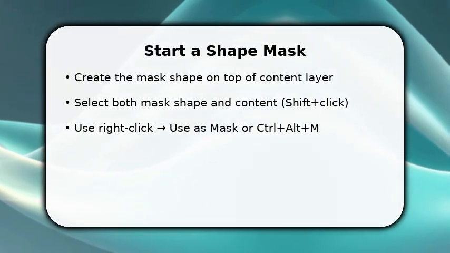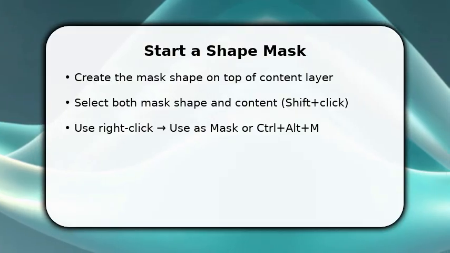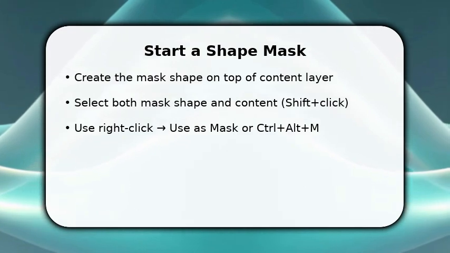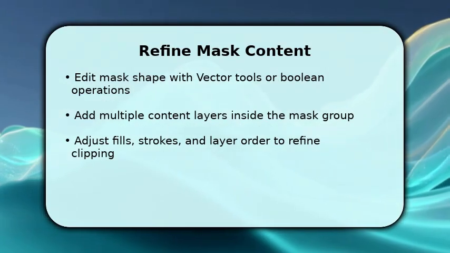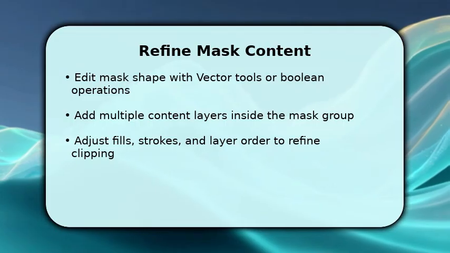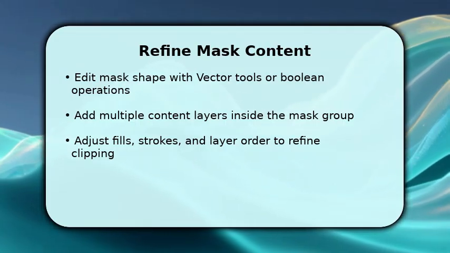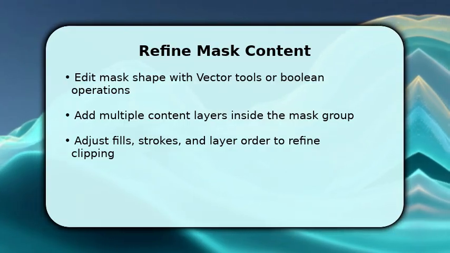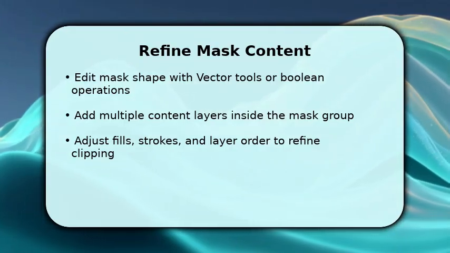Make sure the mask layer sits above content, because Figma uses top-to-bottom stacking to determine the mask. Once the mask is created, you refine it by double-clicking the mask group to enter isolate mode. You can edit the mask shape with the vector pen or apply Boolean operations to combine shapes for complex cutouts.